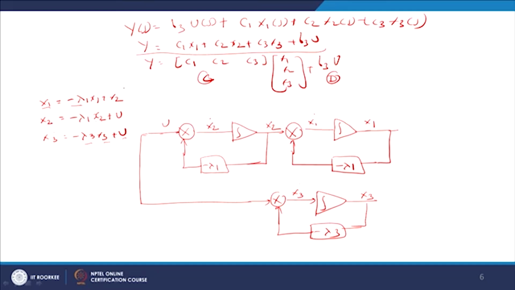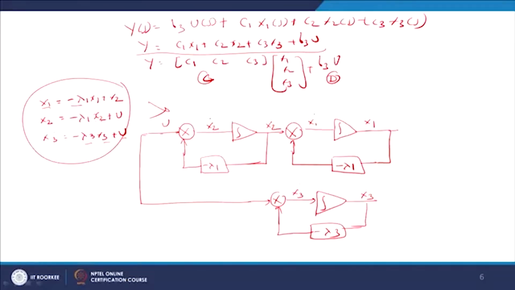So, all these states, that means this equation we have represented here, but the complete state model involves the state equation as well as the output equation. So, here also we have to show the output equation. So, what is the output equation? Y equals C1 x1 plus C2 x2 plus C3 x3 plus B3 into u. Therefore, now here we will show output y.